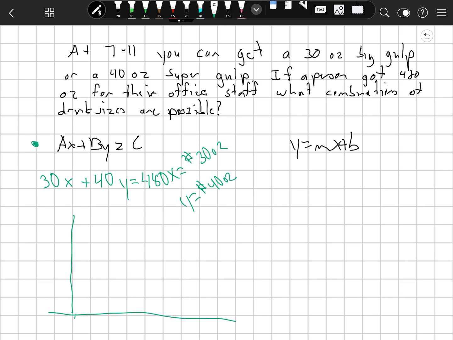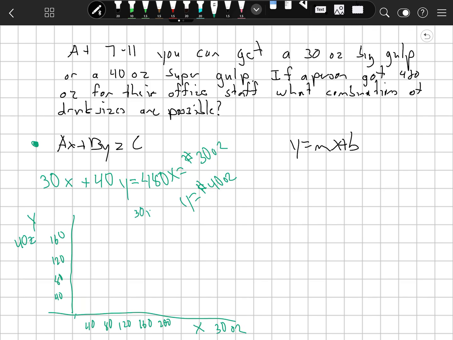Remember, if we want something on the axis, let's count by 40s. 40, 80, 120, 160, 200. Hopefully that's enough. So here's my x, here's my y. X is your 30-ounce drinks. Y is your 40-ounce drinks. So let's plug in a 0 for y. That'll put us on the x number line.